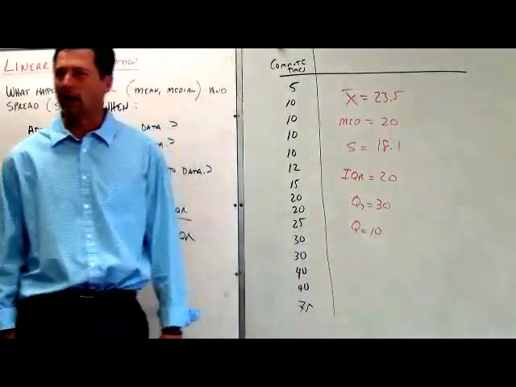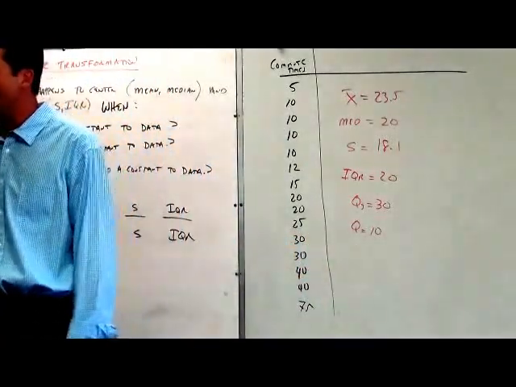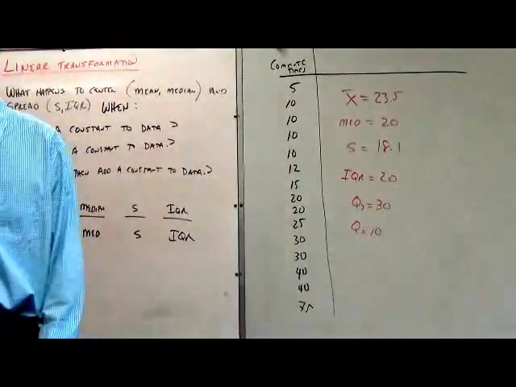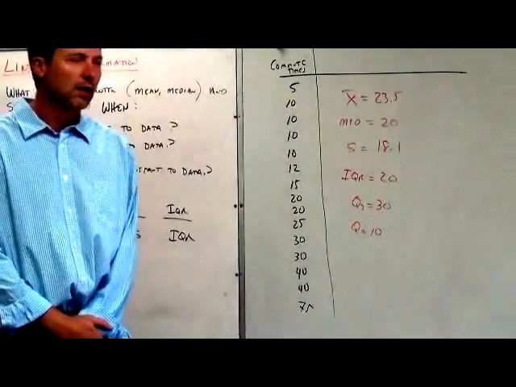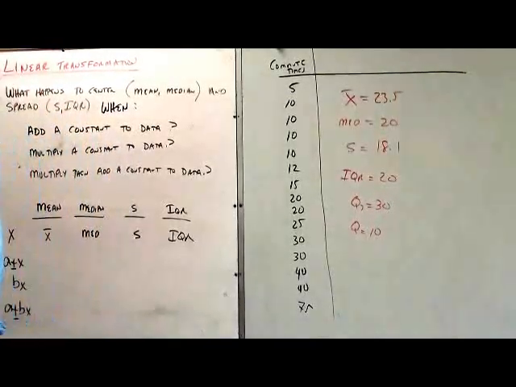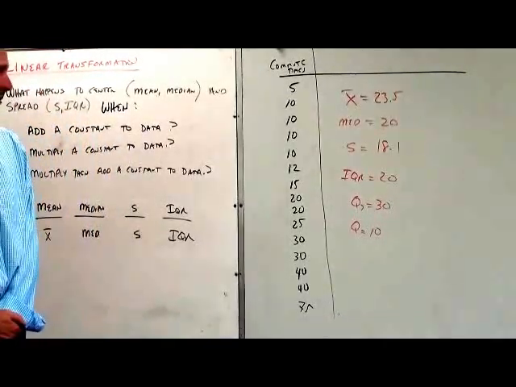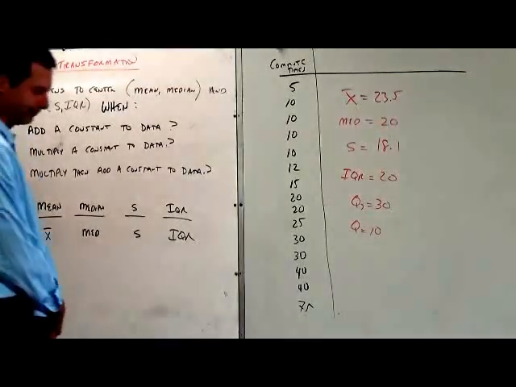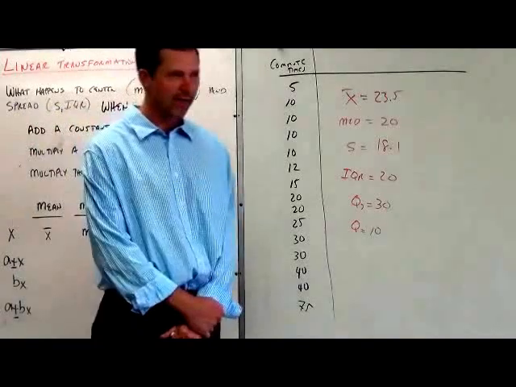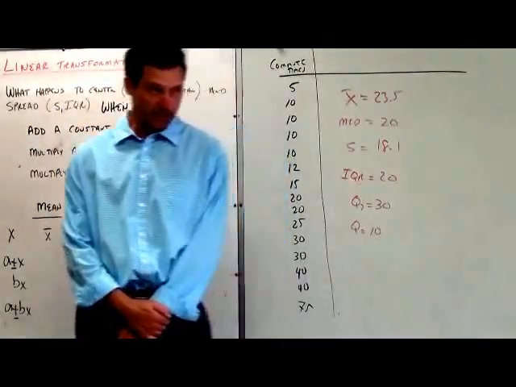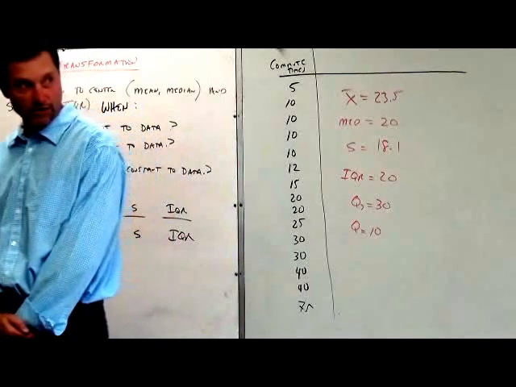So I want you to think about that right now. Let's say you add 30 to every single one of those numbers. I want you to make some predictions for me. How, if at all, do you think it'll affect the mean, the median, the standard deviation, the IQR, or the quartiles? You're going to add 30 to every number. Jason, what do you think about the mean? Do you think it's going to have any effect on the mean, and if so, what?